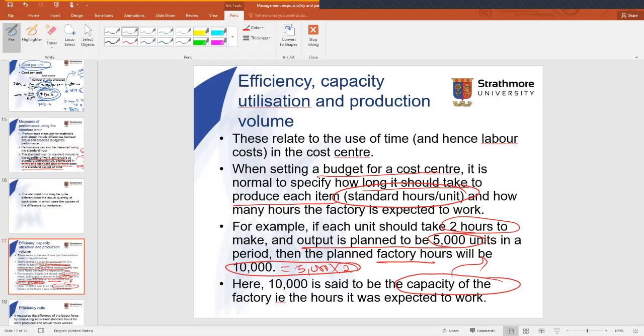Clear? No, could you repeat the last part from the example?